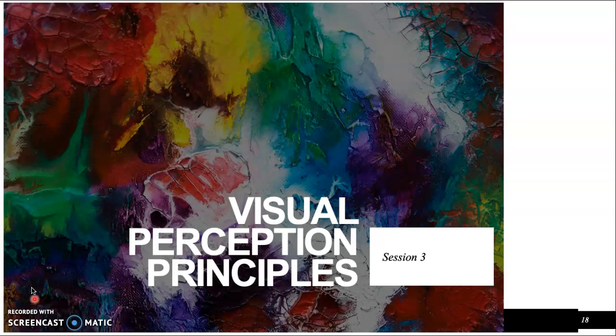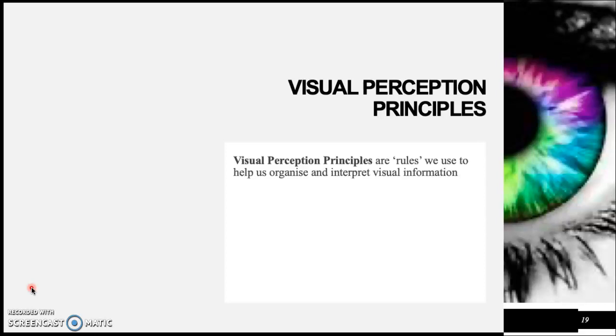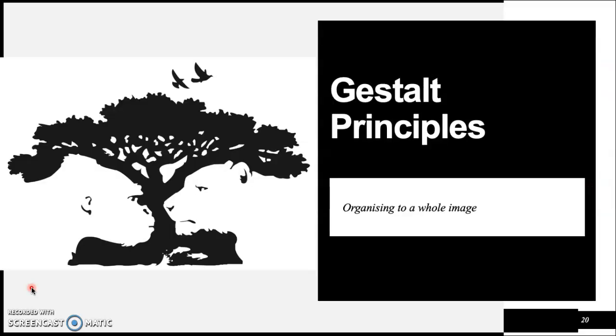Alright guys, today we are looking at visual perception principles. What are visual perception principles? They're basically the rules we use to help us organise and interpret visual information. So we spoke about the fact that our brain has to interpret things. These are the rules that our brain uses to interpret what we see. So it helps us make sense of what can be inconsistent and incomplete imagery.